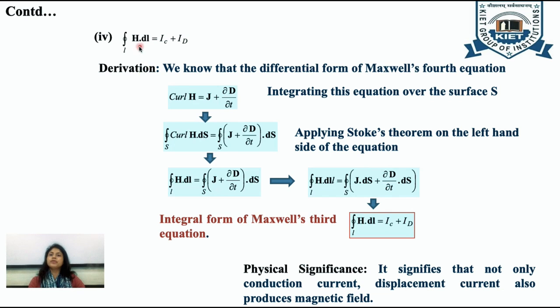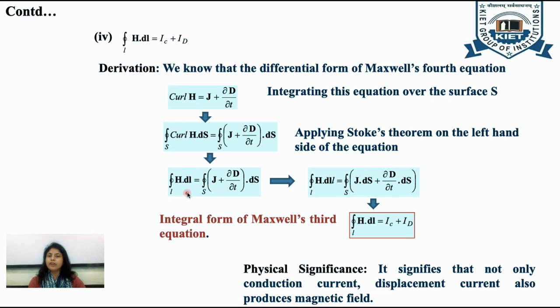Now Maxwell's fourth equation integral form is line integral of H dot dl is equal to IC plus ID. We know that the differential form of Maxwell's fourth equation is curl of H is equal to J plus del D over del T. Integrating this equation over the surface S, we have surface integration of curl of H dot ds, then surface integration of J plus del D over del T dot ds. Applying Stokes theorem on the LHS of the above equation, this surface integral is converted into line integral.